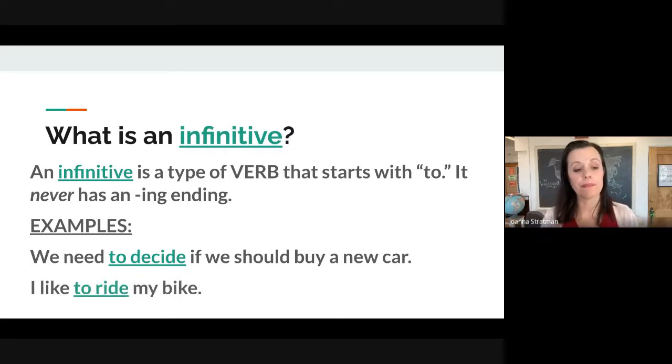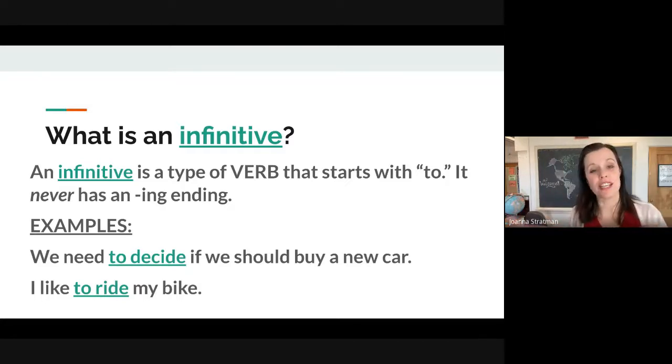Another example is I like to ride my bike. Again, like is a conjugated form of a verb. And after this, we have to ride. To ride together, those two words are the infinitive form of the verb.